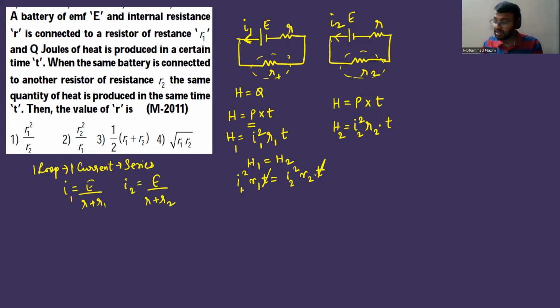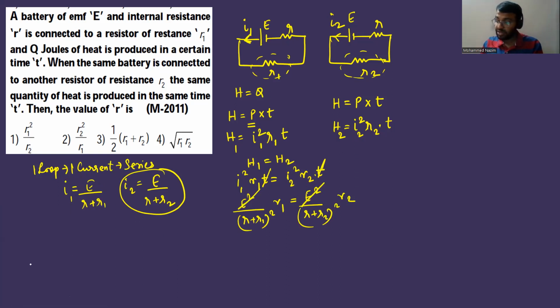You can substitute that here. I1 square will become E square by (r plus R1) the whole square into R1, equal to I2 square, which, if you square it, is E square by (r plus R2) the whole square into R2. E square will cancel. You cross multiply and simplify. The remaining thing is only mathematics.